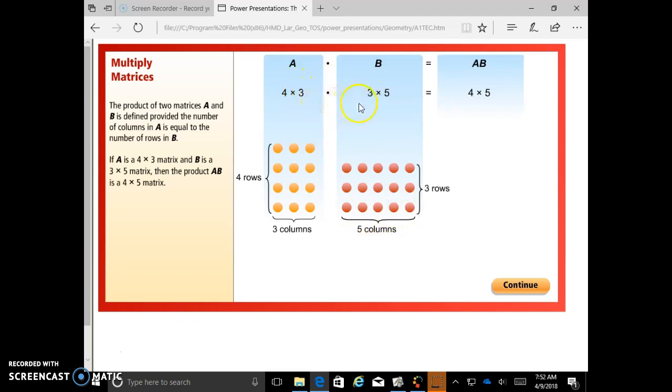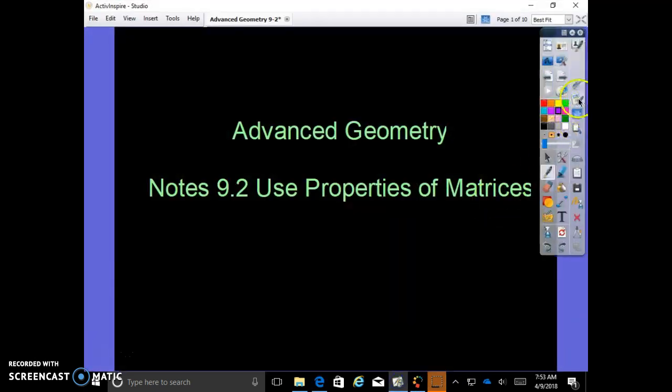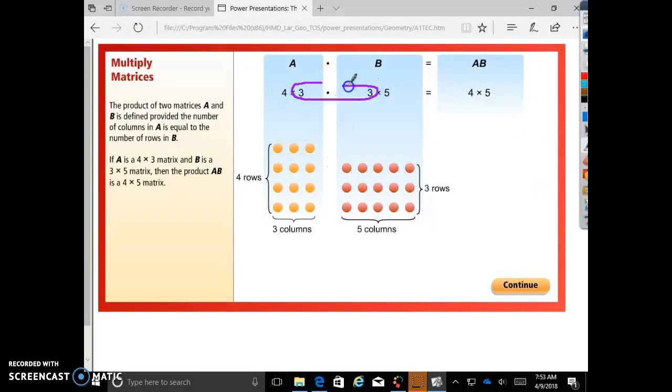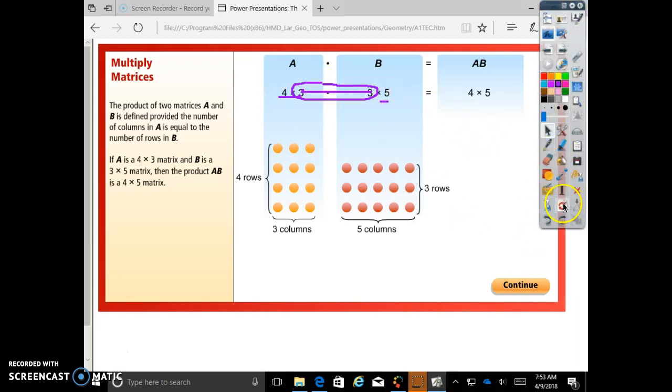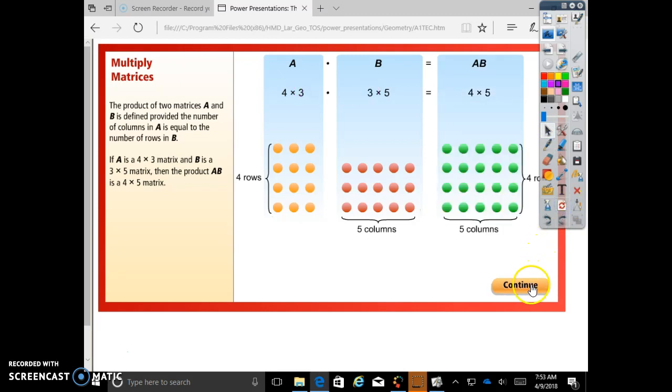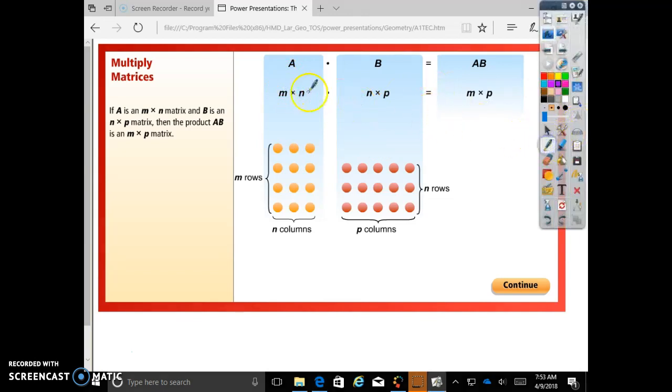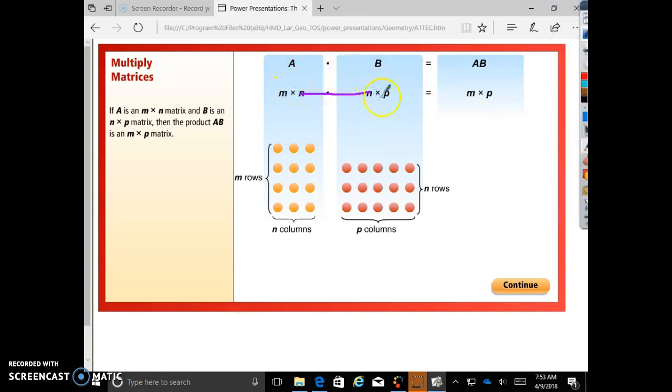We can circle this right here. And as long as they have that overlap in the middle, we cancel it out. And we know that our answer should be a 4 by 5. I can actually do this, okay? So we circle this. We cancel it out, and our answer should be a 4 by 5. But they have to have the overlap to be able to properly multiply. So what if we had variables? It's the same thing. So we have this nice little overlap with the ends. So it would be an m by p.